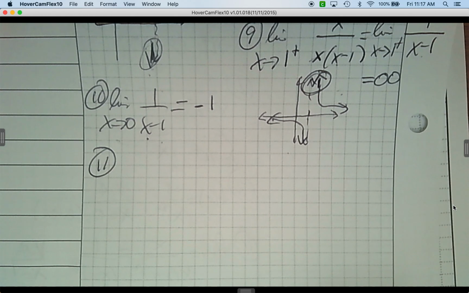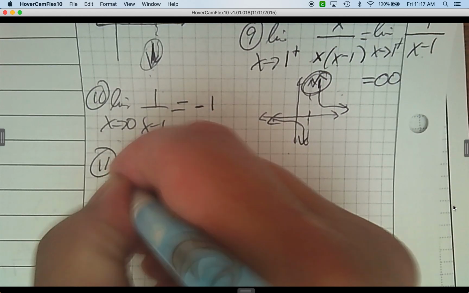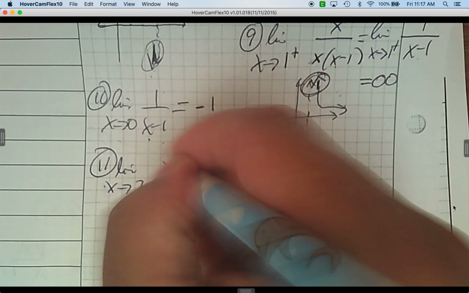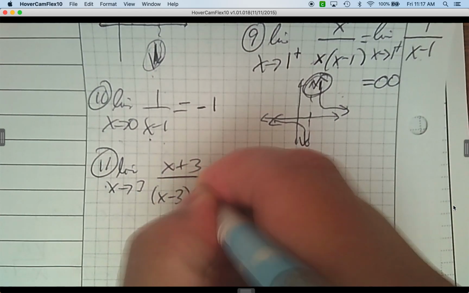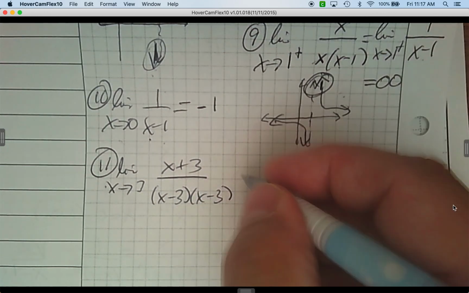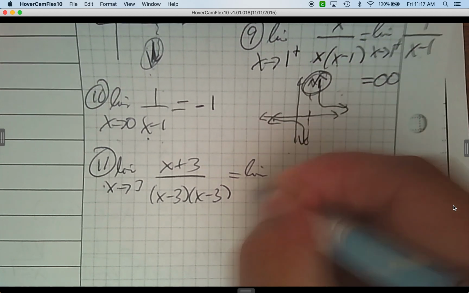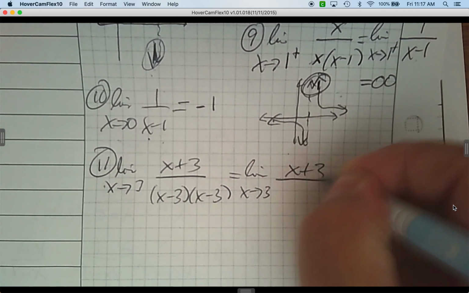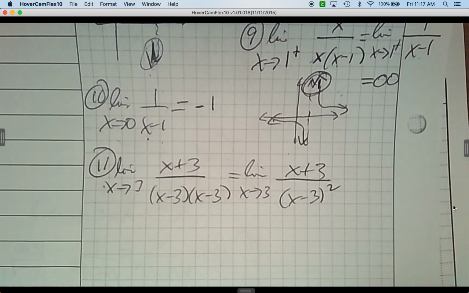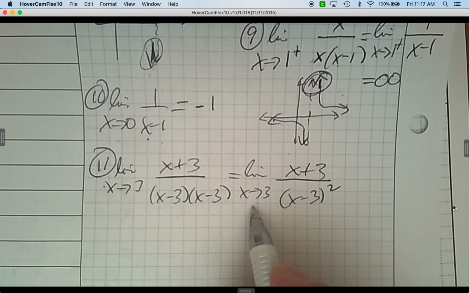So 11 and 12 look similar, but they're not the same. So the limit as x approaches 3 of x plus 3, and then the denominator is, and I'm not going to write it squared. I guess I could write it squared in this case. Let me write it squared. So if I factor this, you'd have this. And I want to know what the value is as x approaches 3.